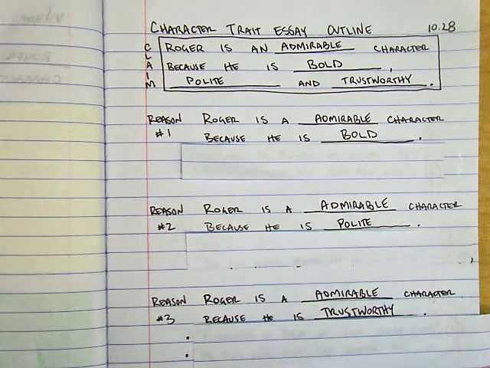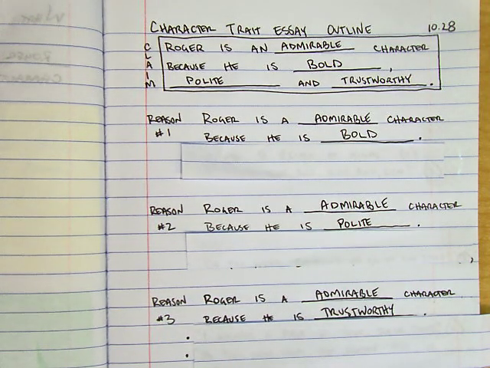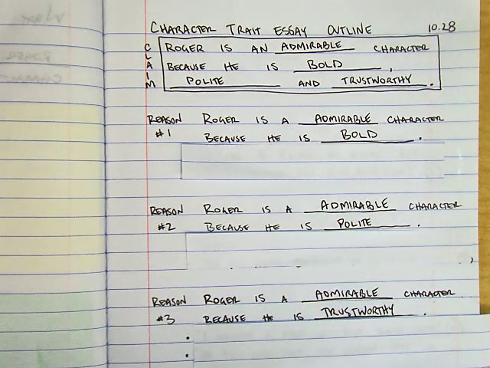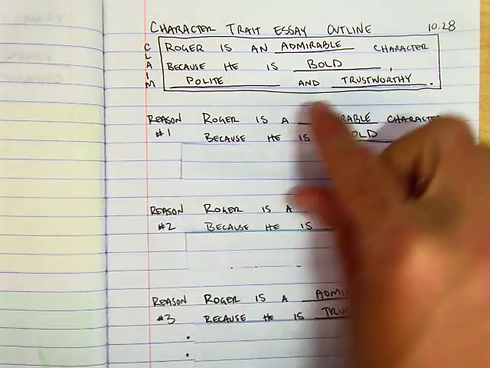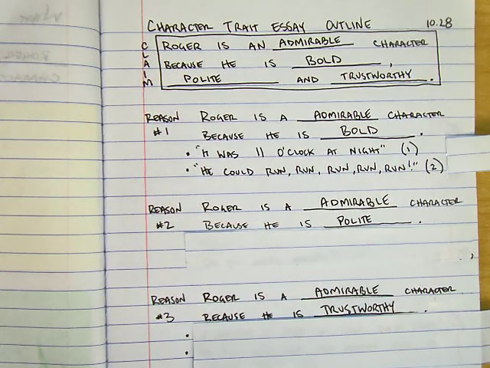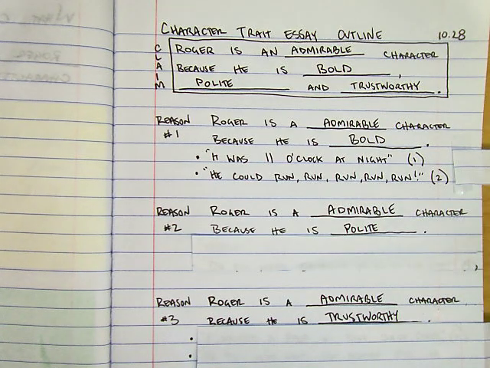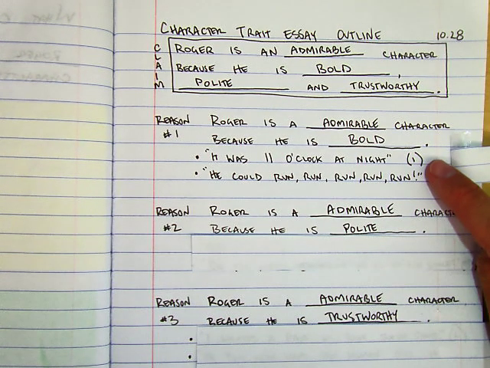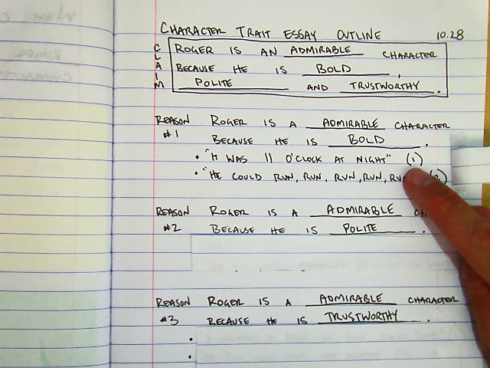What you need to do now is actually go back into the text and start trying to find some evidence. So I did this work before I started the video just to help us move a little bit faster. And I found that Roger is bold in two moments of this story. So the first time that we see Roger being bold is when he's out at 11 o'clock at night, and that is on page 1.